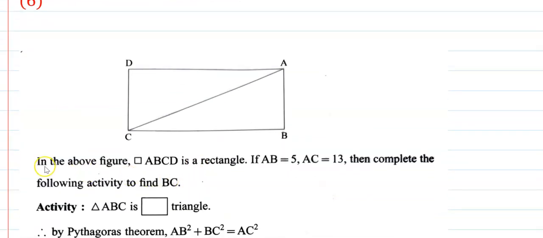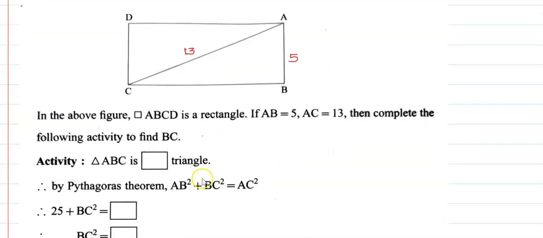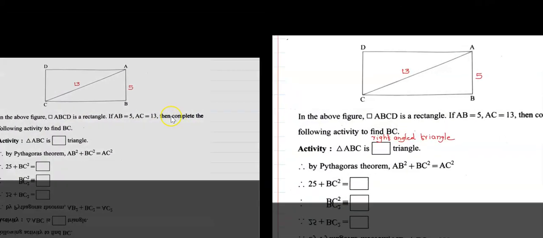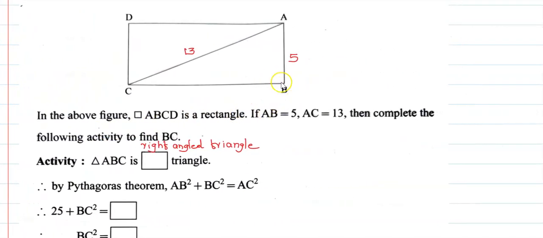In the above figure, quadrilateral ABCD is a rectangle. If AB is equal to 5, AC is equal to 13, here is the 13. Then complete the following activity to find BC. Now the activity. Triangle ABC is a right angle triangle. Measure of angle B is 90 degree.